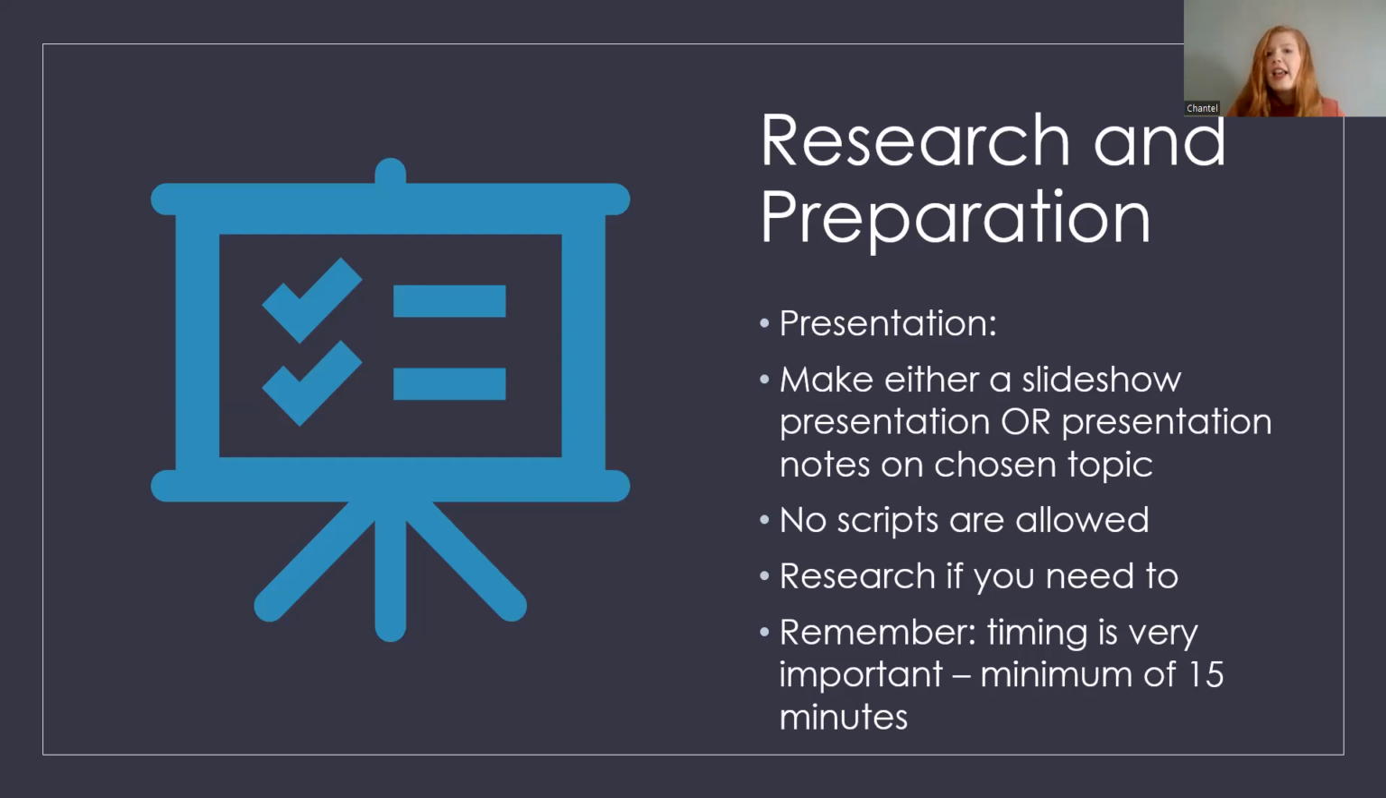If that is not your thing, and we don't expect you to try and learn it in a few days, you can just make presentation notes on your chosen topic. So this would be an A4 sheet of paper with some bullet pointed notes on. And you will see on the page here, I've said no scripts are allowed. This is because you shouldn't have a script to read off, paragraphs of information going down the page. It should just be bullet points that you can expand from easily. And I'll show you an example of what that might look like very soon.